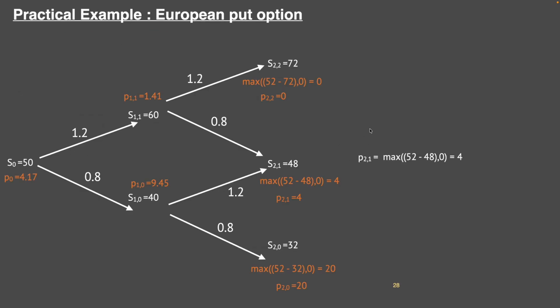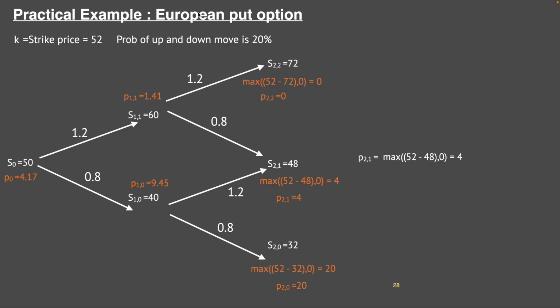Now let us understand with the help of an example. So if we take K, which is the strike price, as 52, you should know what a strike price is. Strike price is the price at which an option contract is executed, whether it is a long contract or a short contract. Now here in this example, what are we considering? We are considering a European put option. So put option means short position, right?